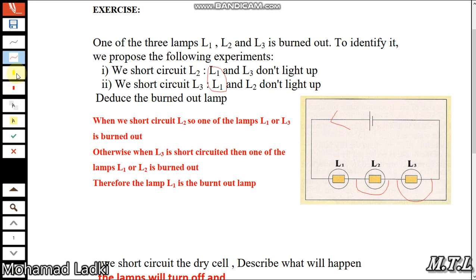So when we short circuit L2, one of the lamps L1 or L3 is burnt out. Otherwise, when L3 is short circuited, then one of the lamps L1 or L2 is burnt out. Therefore, as a conclusion, the lamp L1 is the burnt out lamp.